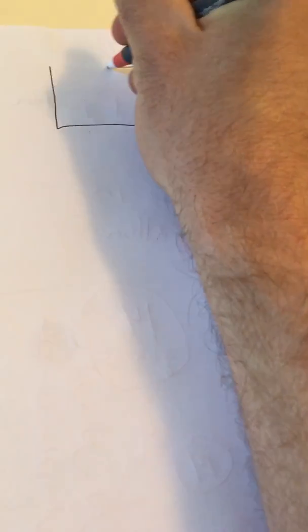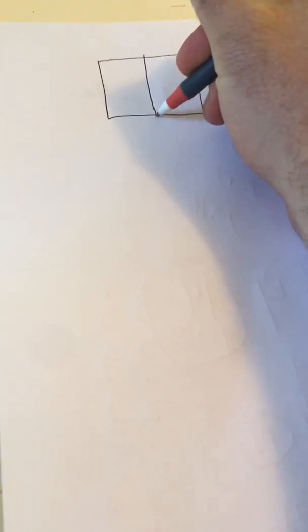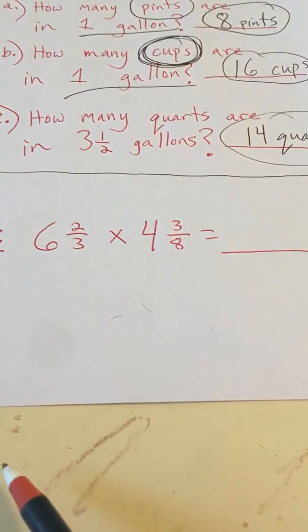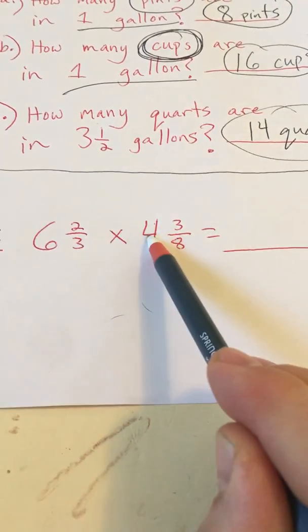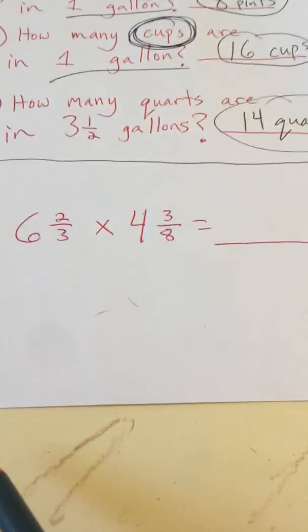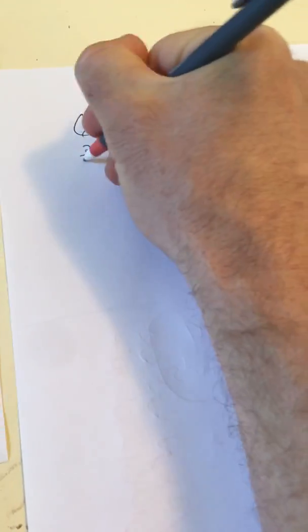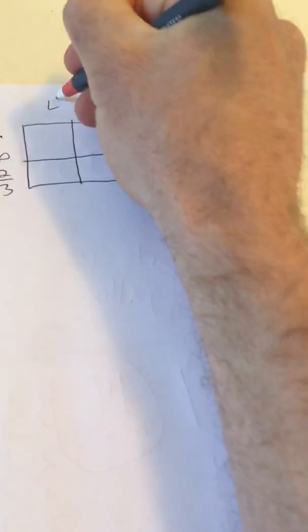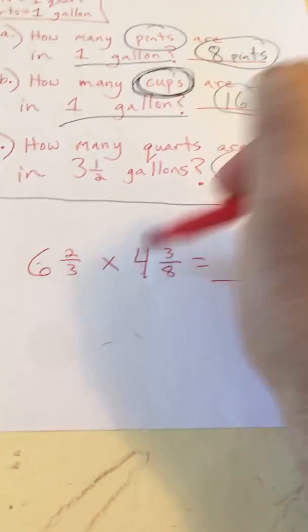It's an area model. We're basically going to cut this into 4 parts to make sure that we do those 4 operations. 6 times 4 plus 6 times 3/8. Then we got to do 2/3 times 4 plus 2/3 times 3/8. So what we're going to do is 6 and 2/3, and we're multiplying that times 4 and 3/8. So to make sure that we do 6 times 4, that's going to be here. 6 times 4 is 24.